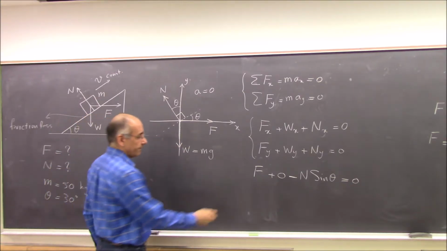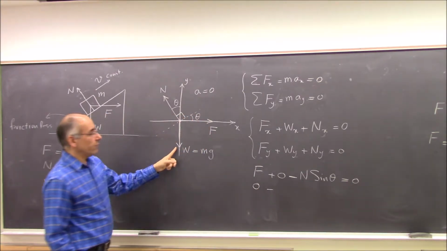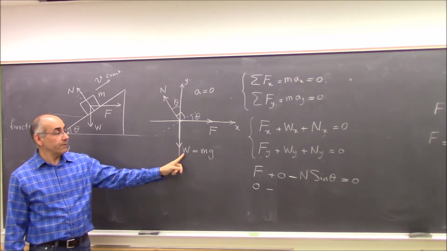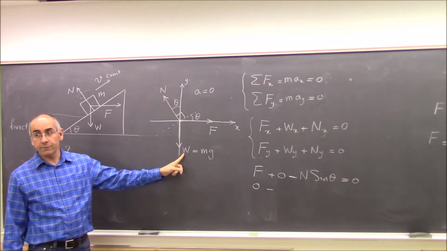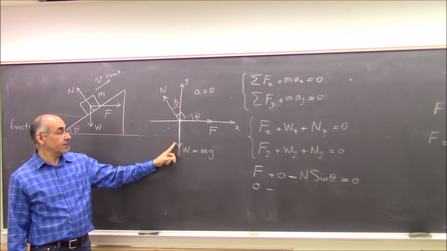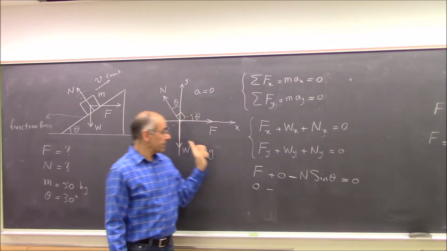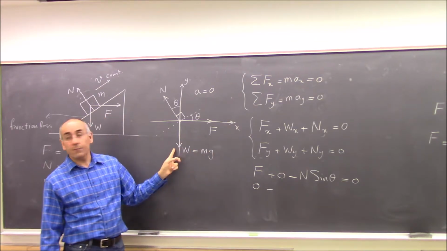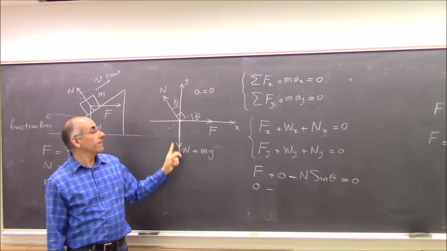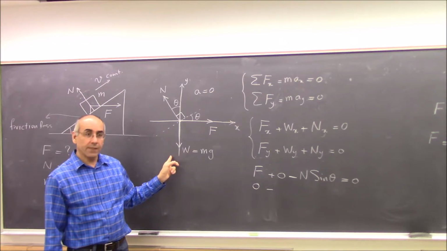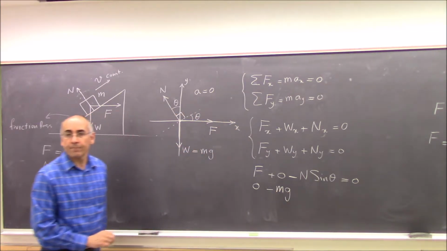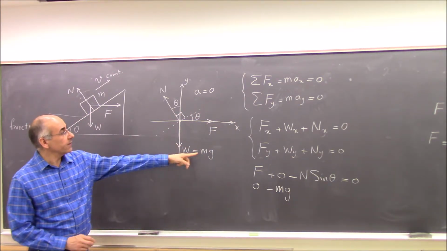The other equation says the sum of the y components equals 0. Fy is 0. What is Wy, the y component of W in terms of magnitude? F is in the x direction, so Fy is 0. The y component of W is in the negative direction, and the magnitude of W is mg, so the y component of W is negative mg.